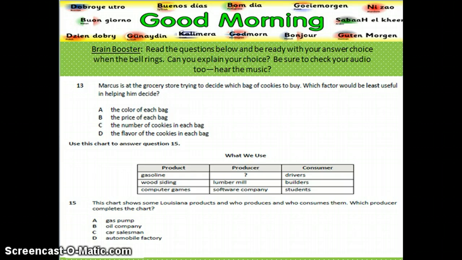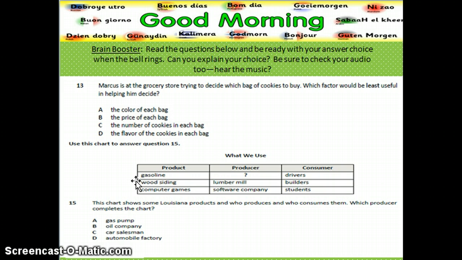All right, the second one, use the chart to answer the questions. And the chart is what we use. If you look at the topics on the chart, you have product, producer, and consumer. The product is gasoline. We want to know who produces gasoline, and the consumer is the people who drive around, probably you and your parents' vehicles. I hope you aren't driving yourself.